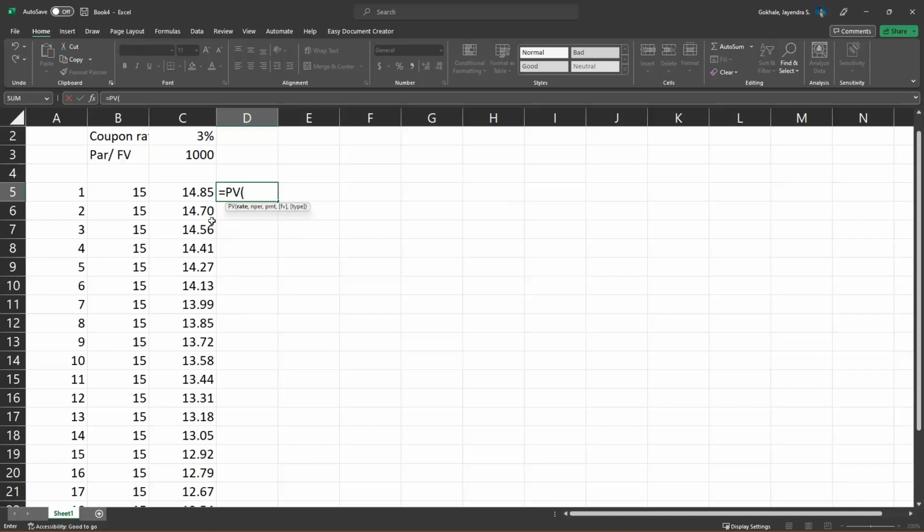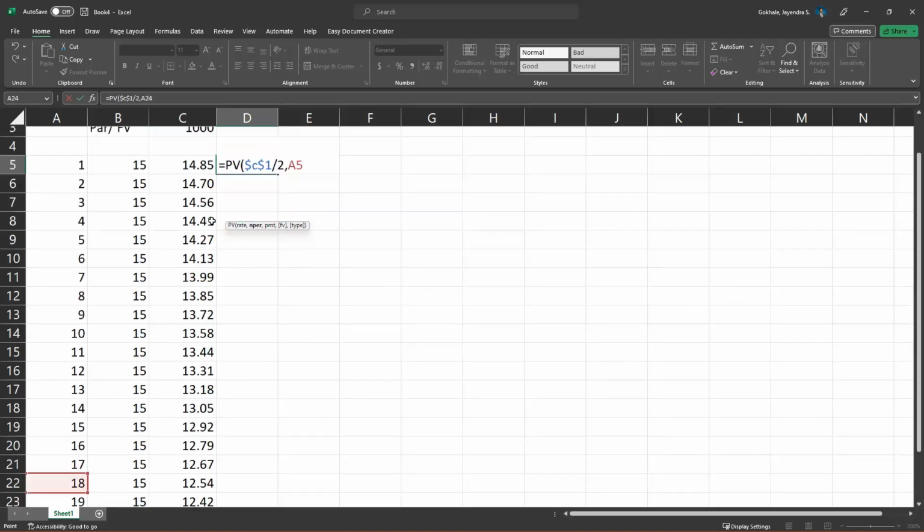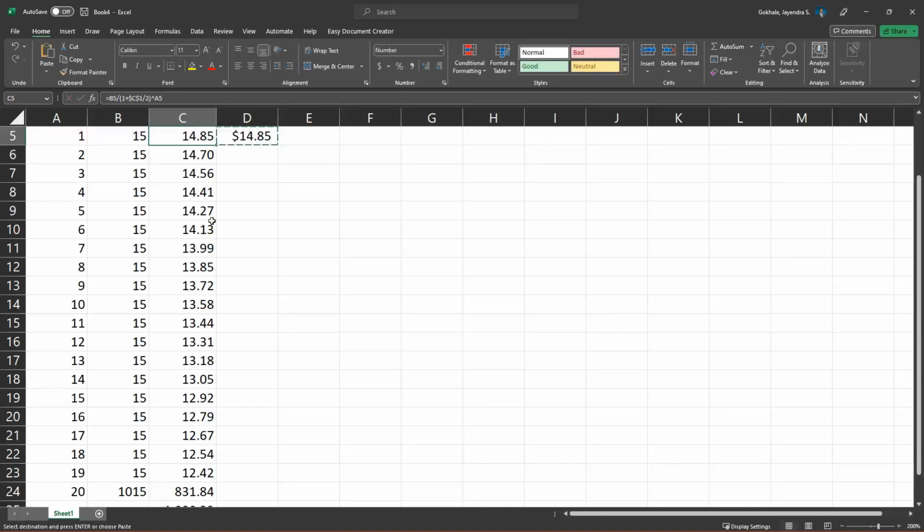The third way, which I have not discussed so far, is just to find out the present value of each cash flow using the PV function. So $C$1 divided by 2, number of periods is 20. It's not 20, it is this A5, comma, the payment. There is no payment now. Each cash flow is treated as a future value, so minus 15, and the type is 0. So we use the PV function to get the exact same answer.